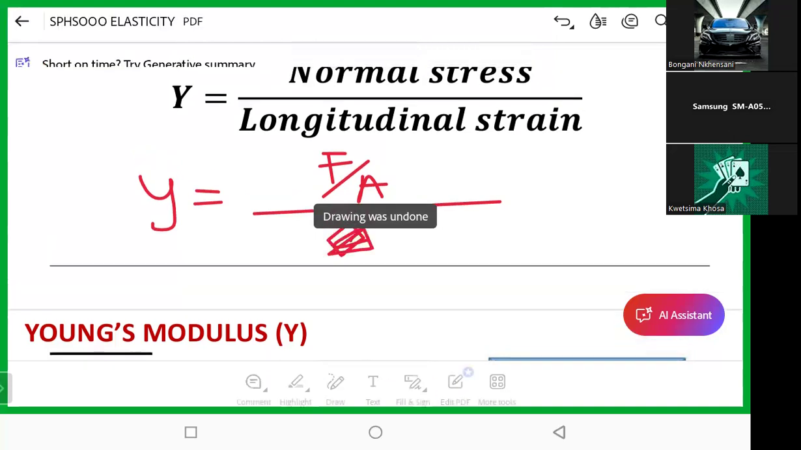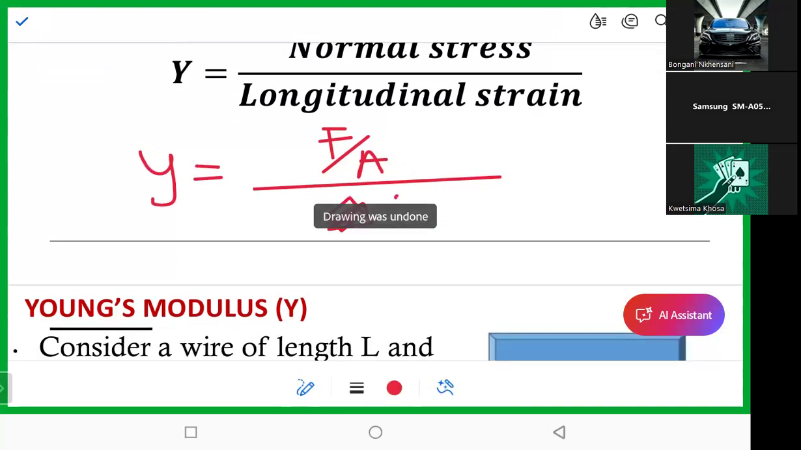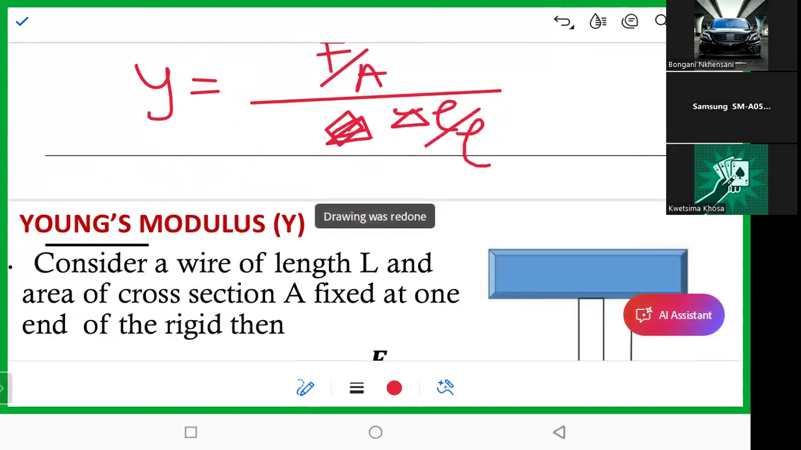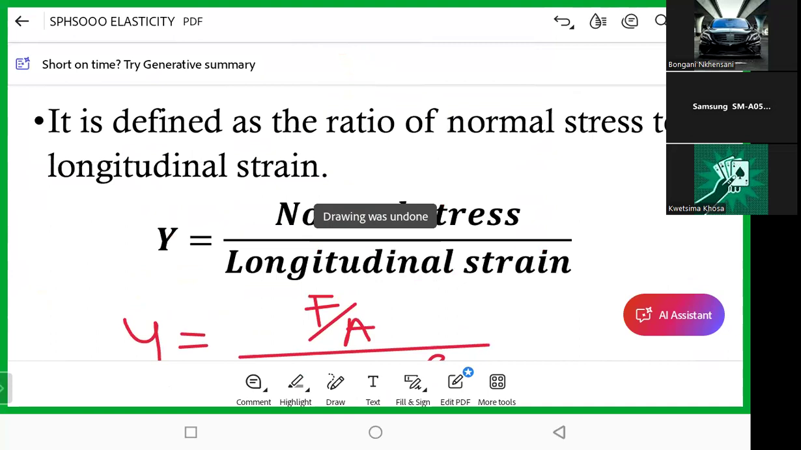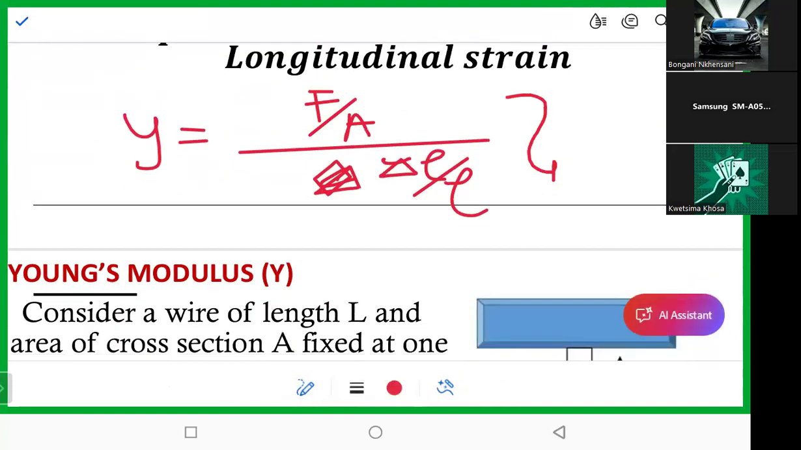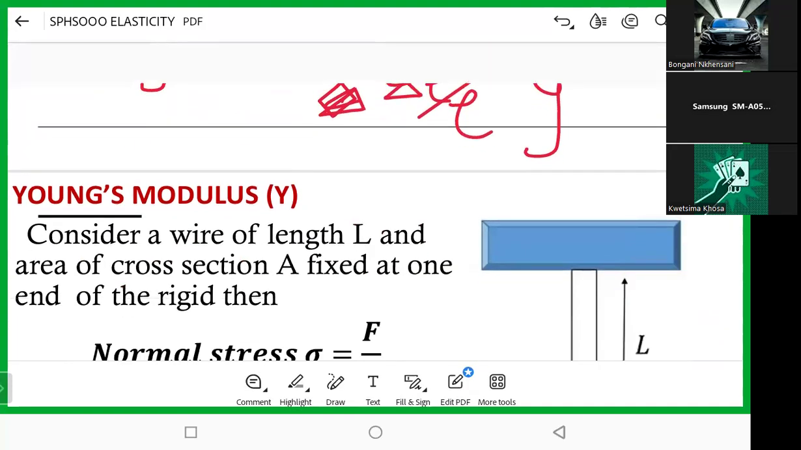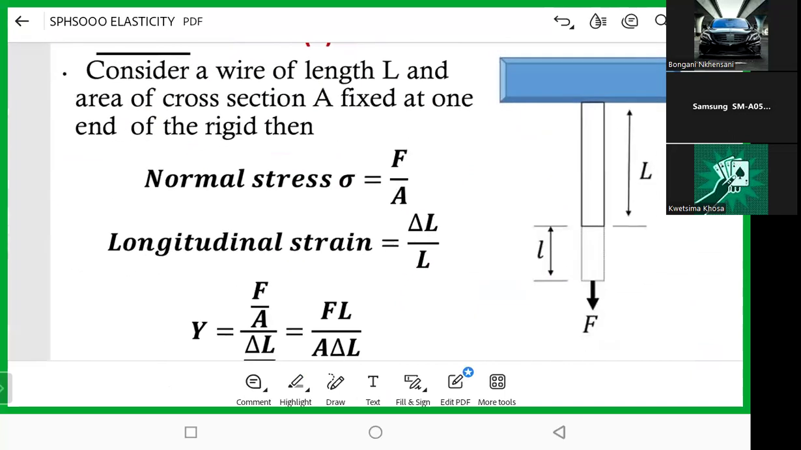The second type, obviously, was derived from that. The second type of modulus I will explain later on, and also the examples.